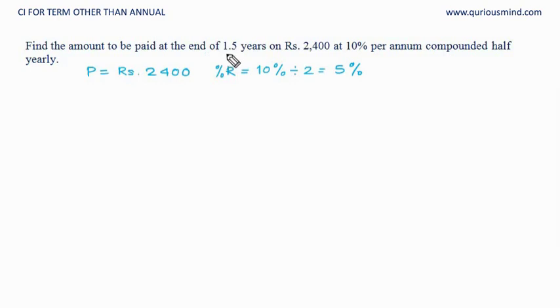And we want to find the amount at 1.5 years. So N should be 1.5 divided by how much? Divided by half. Because how many terms? Half yearly terms. So it has to be divided by half. So there would be a total of 3 terms. N is going to be 3. So now we'll use the formula. Replace the values.